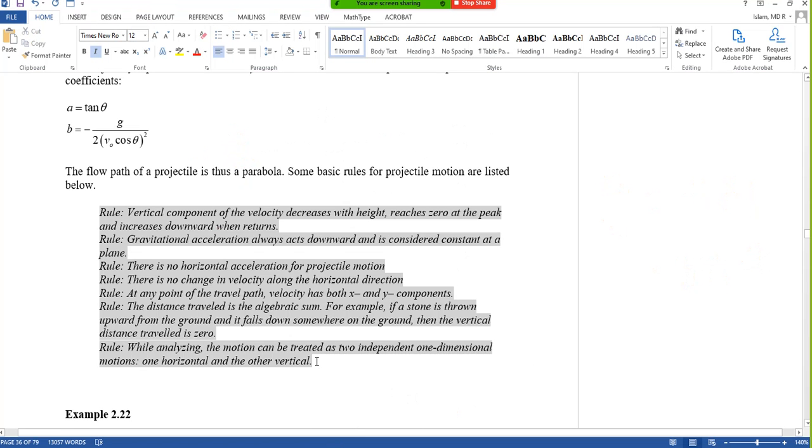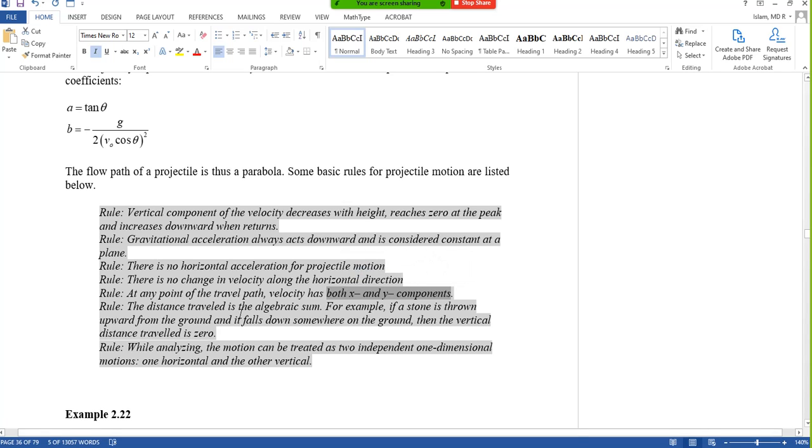Okay, so I'll go here. No horizontal acceleration, as I told you. Why? No change in velocity in the horizontal direction because there is no horizontal acceleration. At any point of the travel path, velocity has two components, except at the peak. At the peak, the vertical component is 0.